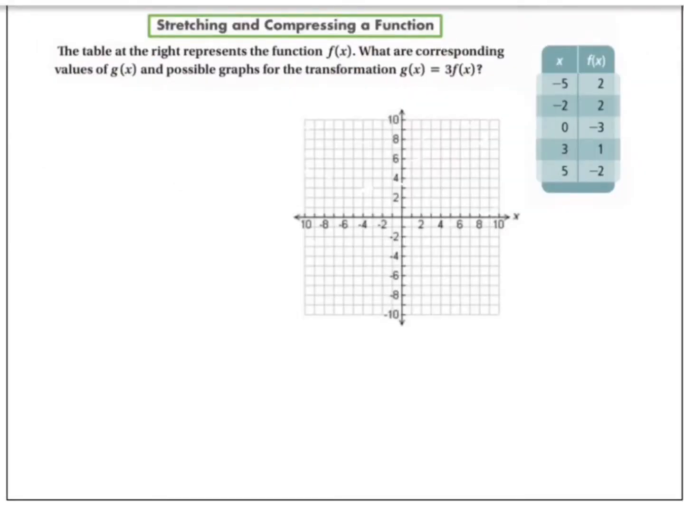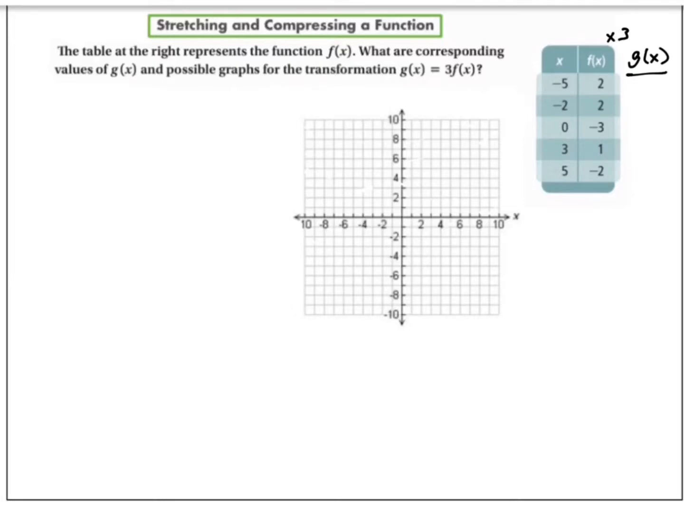So the table at the right represents the function f of x. What are the corresponding values of g of x and possible graphs of the transformation g of x equals 3 times f of x? So basically we're getting that g of x is a vertical stretch by a factor of 3 of f of x. To figure out g of x's values, we merely just need to multiply f of x's values by 3 to find our new values.